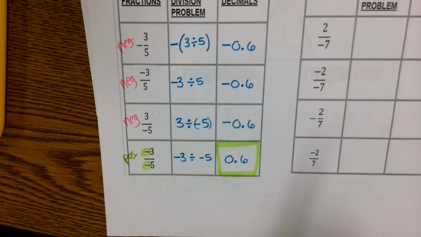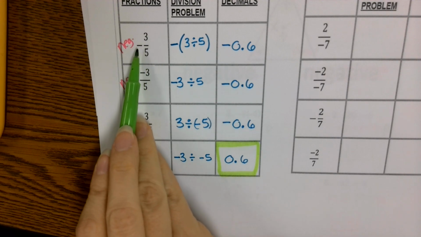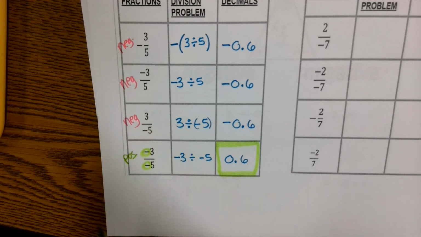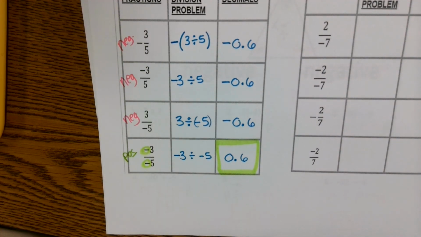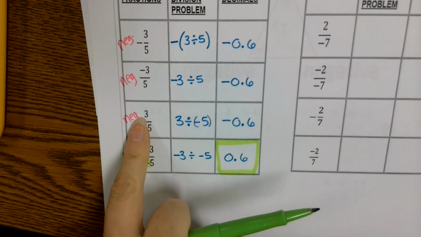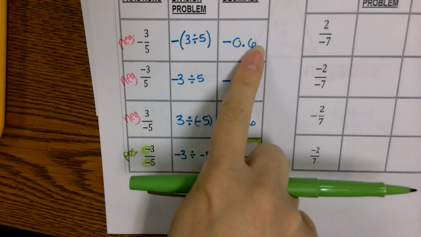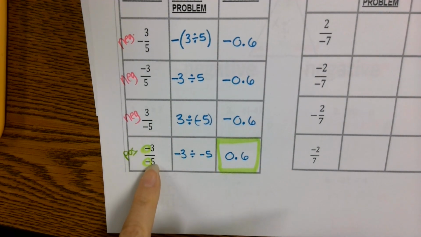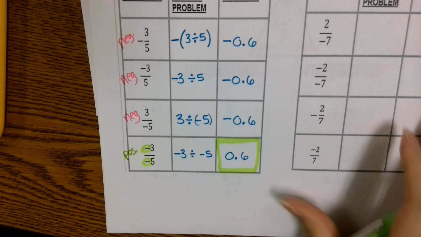It's important to understand that the placement of your negative does not matter. It does not matter if you put the negative in front of the fraction. It does not matter if you put the negative at the top of the fraction. It does not matter if the negative goes at the bottom of the fraction. What does matter is how many negatives you have. If you only have 1 negative, then your answer is a negative. But if you've got 2 negatives in a fraction, the answer is positive.